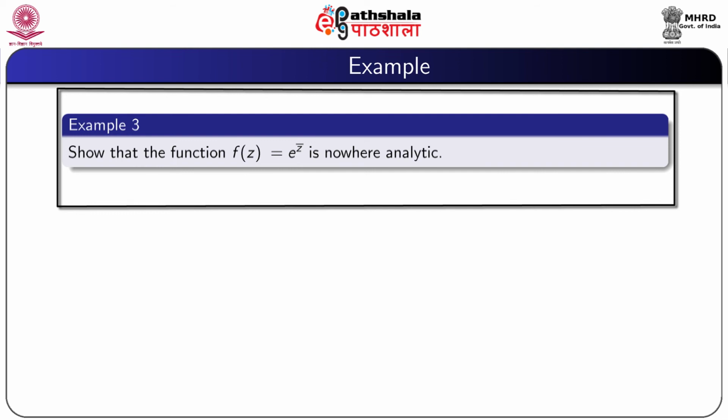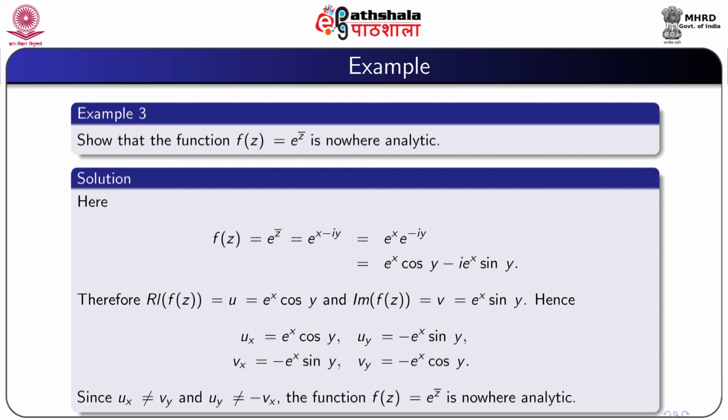Now, we consider another example, to show that the function f(z) equal to e to the power z conjugate is nowhere analytic. So, we let z equal to x plus iy. So, z bar equal to x minus iy. So, our given function is f(z) equal to e to the power z conjugate, which is equal to e to the power x minus iy, and this gives f(z) equal to e to the power x cos y minus i e to the power x sin y.